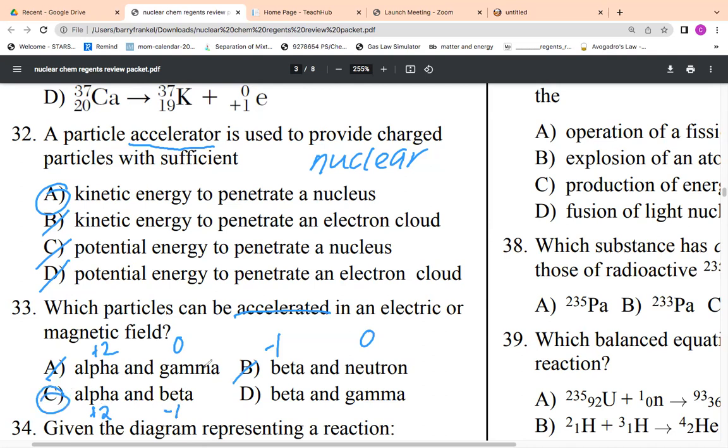So we're going to go with C, but let's just make sure that we can cross out D as well. Beta is, again, -1 and gamma is 0. So the gamma wouldn't be able to be accelerated. So yeah, final answer is C.